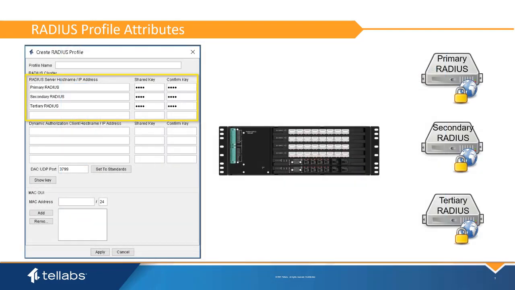Note that up to 4 Radius servers can be identified here. The system will try each IP or hostname in the list in order, and the first one to respond will be used for authentication.